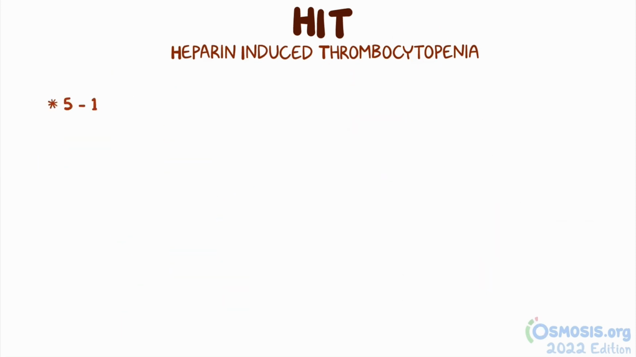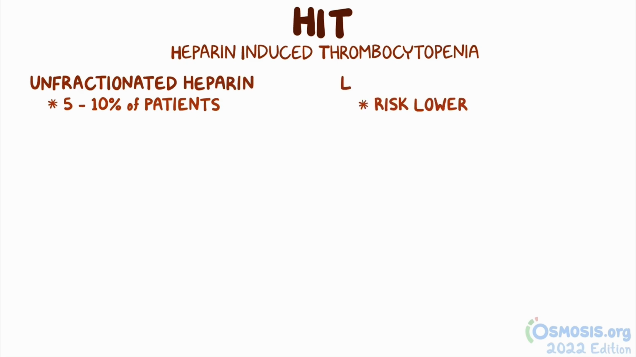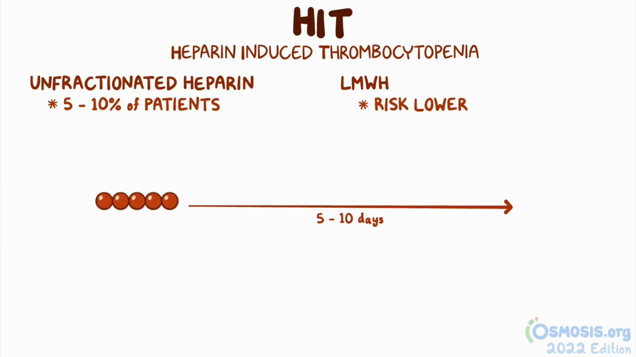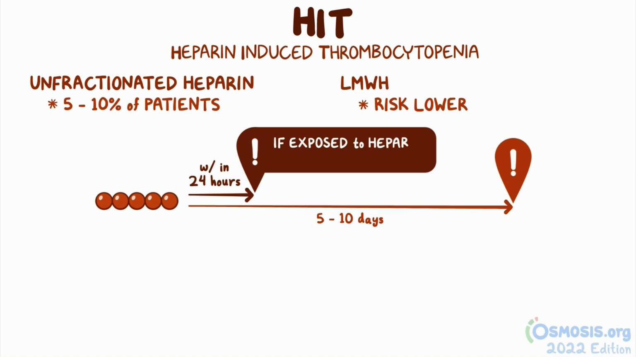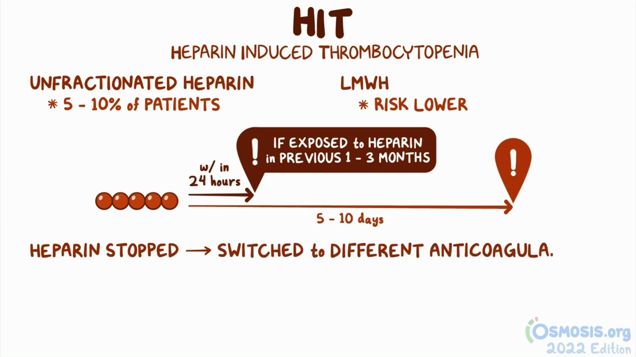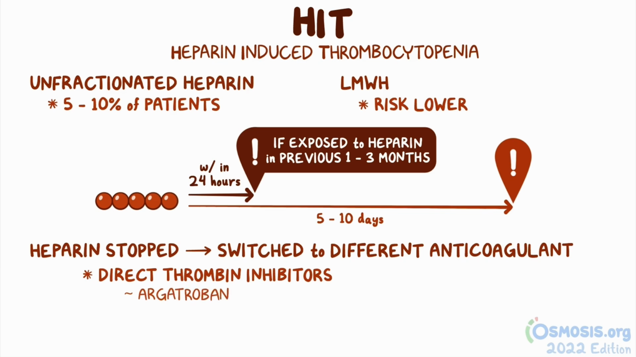HIT happens in 5 to 10% of patients treated with unfractionated heparin, and the risk is lower with LMWH. It typically develops 5 to 10 days after the initiation of heparin, but can develop within the first 24 hours if the patient has been exposed to heparin in the previous 1 to 3 months, since antibodies that target the heparin-platelet factor 4 complex are already formed. If HIT happens, the heparin should be stopped and the person switched to a different anticoagulant, like direct thrombin inhibitors, which includes medications like argatroban, bivalirudin, and dabigatran.